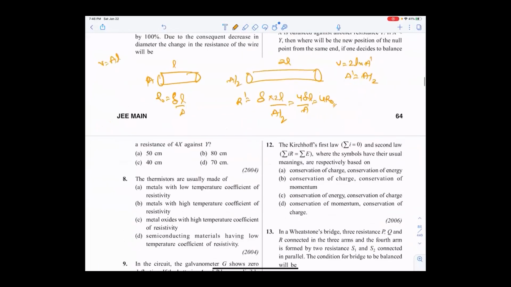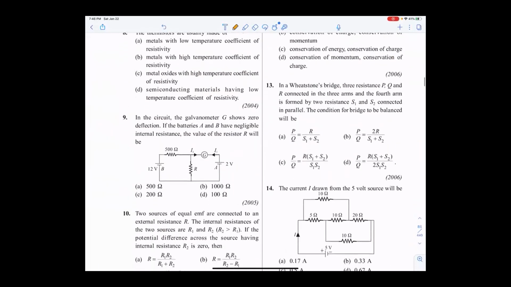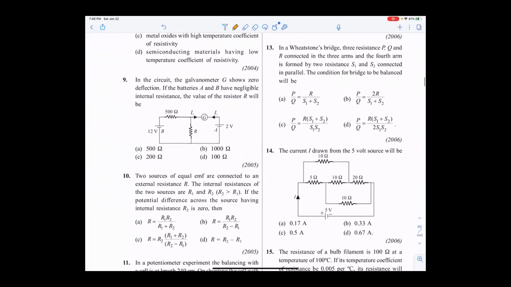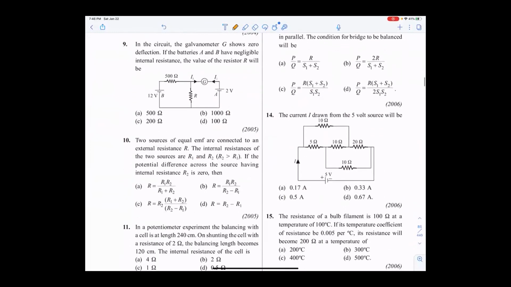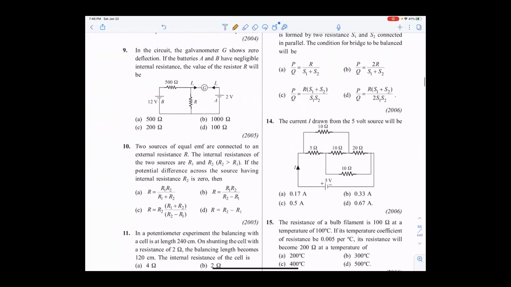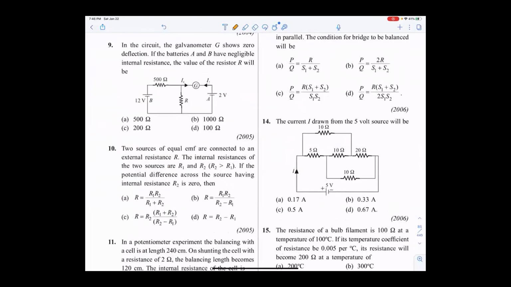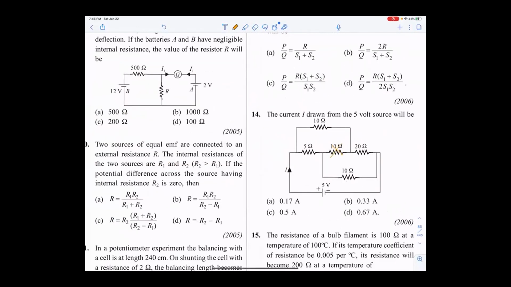Kirchhoff's laws. This circuit, the 14th one, if you see, it is Wheatstone bridge. It might look different, but it's Wheatstone. 10 by 5 is 2, 20 by 10 is 2. I can remove it. So 20 plus 10, 30 ohms. 5 plus 10, 15 ohms. What is the equivalent? 30 into 15 by 45, which is 10. So what is the equivalent? 10 ohms. So what is the current? 5 by 10, 1 by 2, 0.5 amperes.